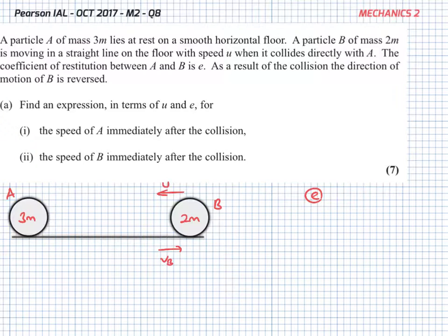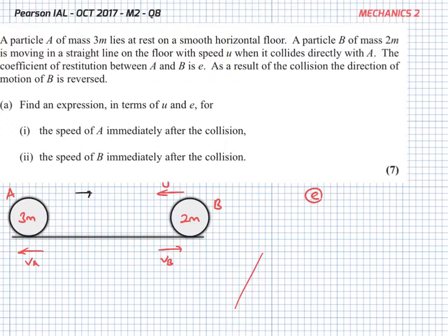So I'm going to write VB in this direction. I expect A to move in this direction, so I'm going to write here VA. Whenever you have this type of problem, you have to know that you can set two sets of equations. One is in relation to the coefficient of restitution. Another one is the conservation of momentum. Let's first write the equation for the conservation of momentum.